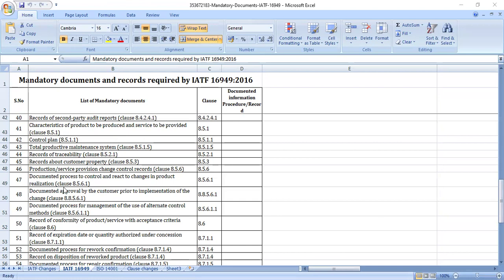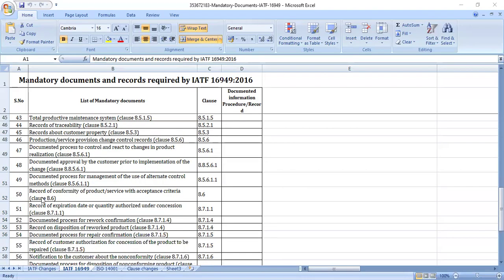46. Production/service provision change control records. Subclause 8.5.6. 47. Documented process to control and react to change in product realization. Subclause 8.5.6.1. 48. Documented approval by customer prior to implementation of the change. Subclause 8.5.6.1. 49. Documented process for management of the use of alternate control methods. Subclause 8.5.6.1.1.